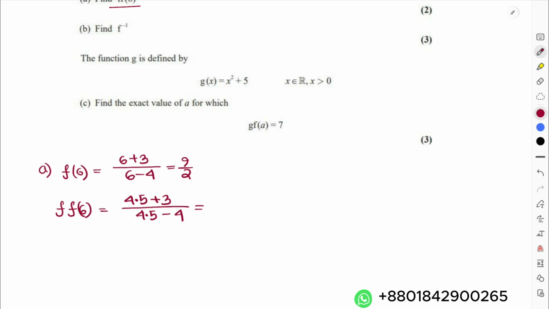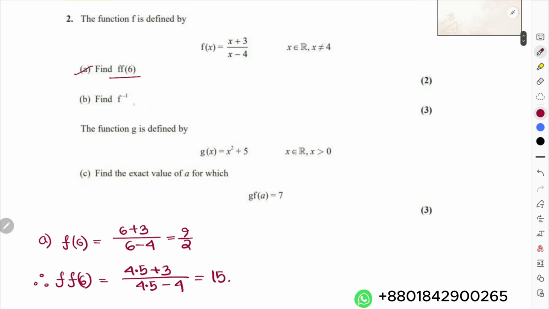0.5, that is actually 15 you get. 7.5 divided by 0.5 is 15. That is the final value for f of 6. Now after this they're asking for f inverse.